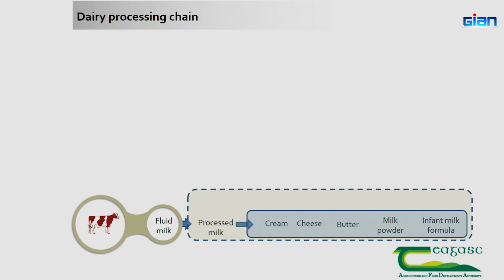Now, the first case study is dairy processing. How many of you are aware of the dairy processing system? Some people are lactose intolerant. The single source of dairy milk is the cow. You get fluid milk, and we process it into cream, cheese, butter, milk powder, infant milk formula, and what else? A number of different products come in.